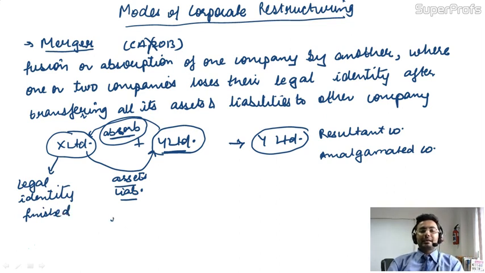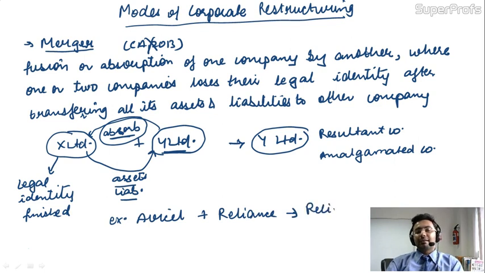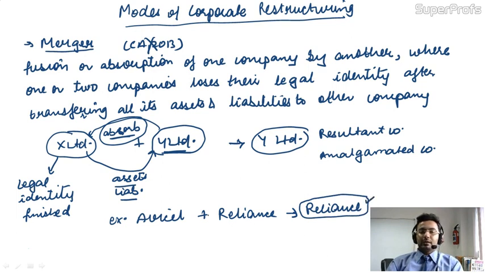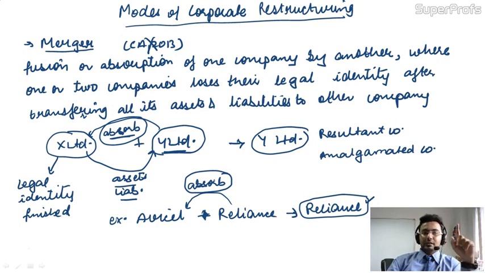Let me tell you about, for example, Aircel plus Reliance. Have you heard about Aircel now? No, sir. It's only Reliance. Okay. So what has Reliance basically done? Reliance has absorbed Aircel totally. So whenever there is an absorption of one company by another, it's totally a merger. Okay, got it. Just like a husband is absorbed by his wife. Exactly.